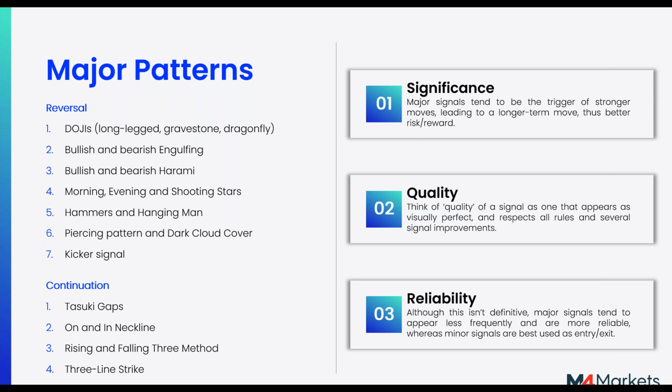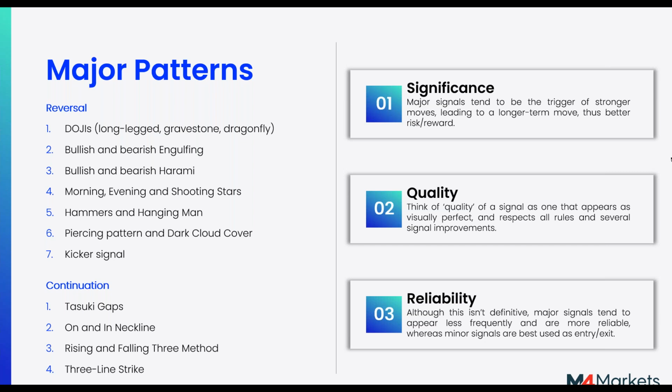The second thing is quality. It's not hard to explain, but the easiest way to contextualize it so that you can visualize as well is to think of this as the quality of a signal when it appears on the charts. So you see a pattern and you look at the characteristics of the pattern and some things that we're going to dig into a little bit later, in order to be able to separate the good quality and the bad quality candlestick patterns, whether 1, 2, or 3 candles. They should be the ones that respect all the rules and several of the signal improvements that we're going to talk about later.